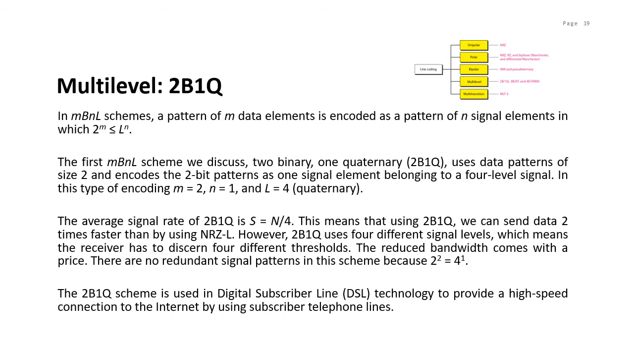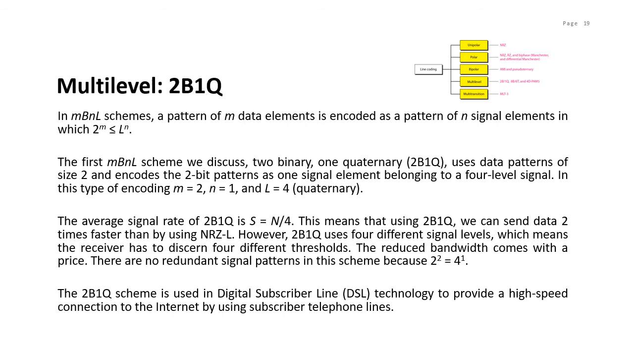Okay, the first mBnL scheme that we're going to discuss is 2 binary 1 quaternary, or 2B1Q. B stands for binary and Q stands for quaternary, which uses data patterns of size 2 and encodes the 2-bit patterns as one signal element belonging to a 4-level signal. So here, m equals 2, n equals 1, and L equals 4. The next figure in the next slide will show you an example of 2B1Q.